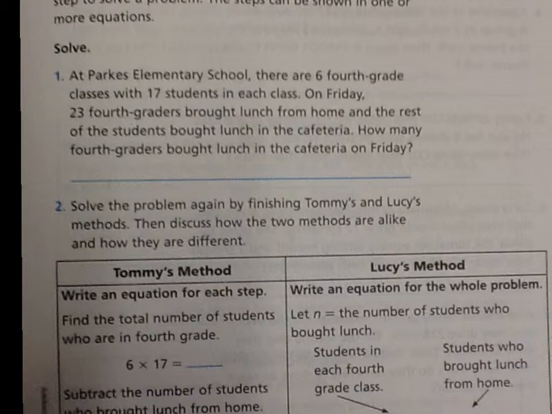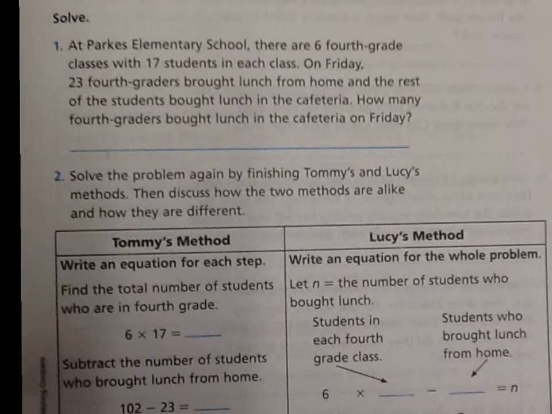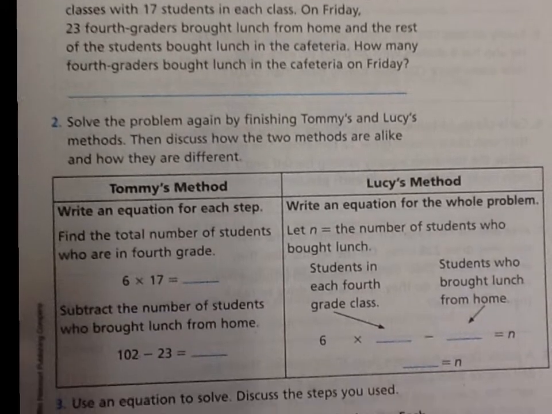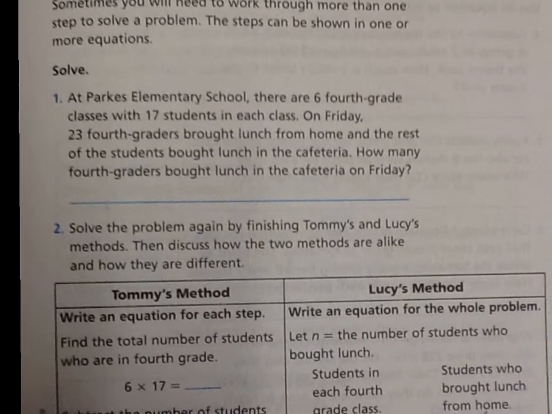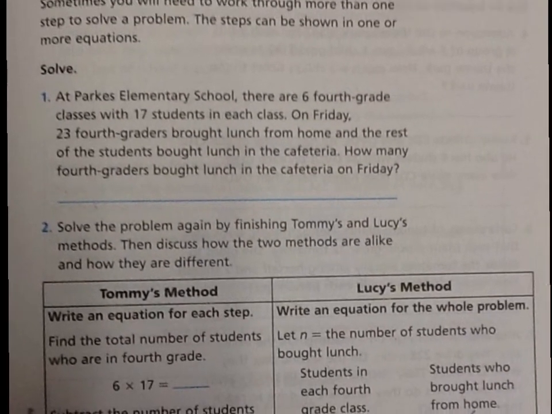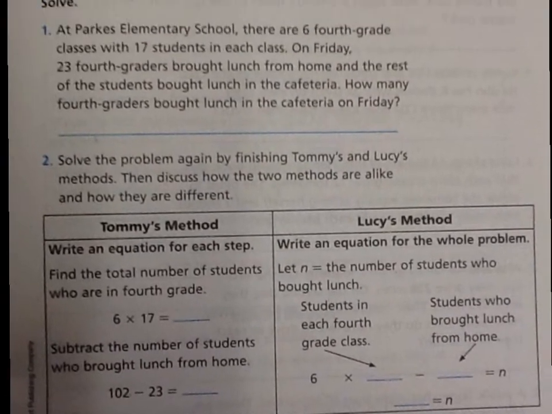All right. So, what you need to do is there are 2 steps, and we're going to kind of bounce around between 1 and 2 here because we're going to talk about it here, and then get it up top. So we'll go over 2 methods here. We'll go over Tommy's method and Lucy's method.